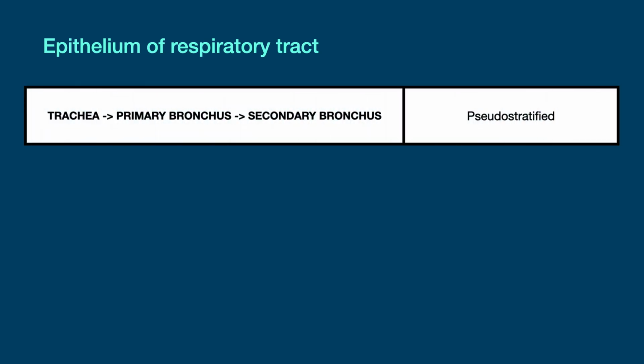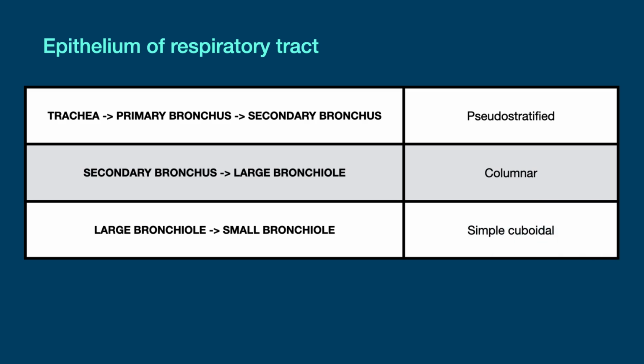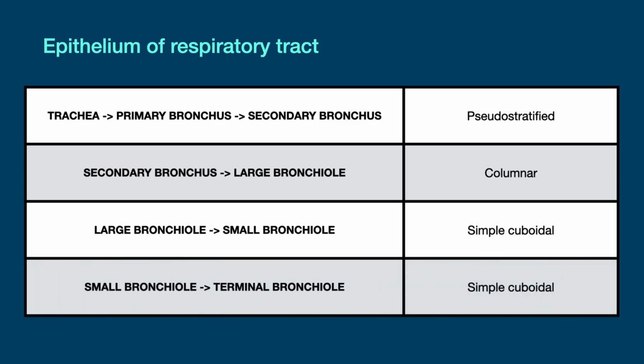The epithelium of the respiratory tract. The epithelium that lines the majority of the conducting portion of the respiratory tract is pseudostratified columnar epithelium with cilia and goblet cells. From trachea to primary bronchus to secondary bronchus, the epithelium in all regions is pseudostratified. From secondary bronchus to large bronchiole, the epithelium changes from pseudostratified to simple columnar. From large bronchiole to small bronchiole, the epithelium changes from simple columnar to simple cuboidal. And from small bronchiole to terminal bronchiole, the epithelium in both these regions is simple cuboidal.